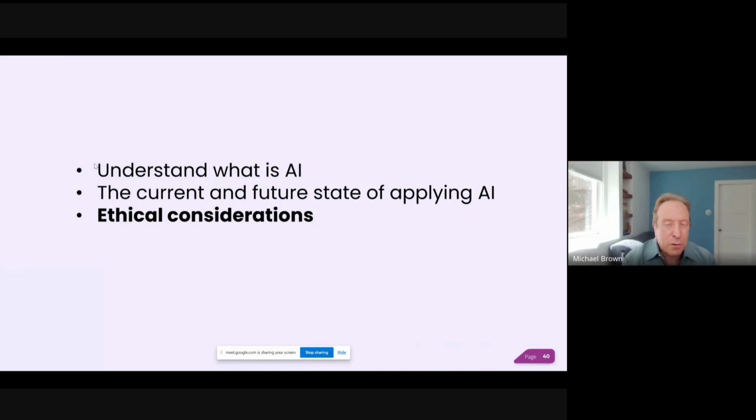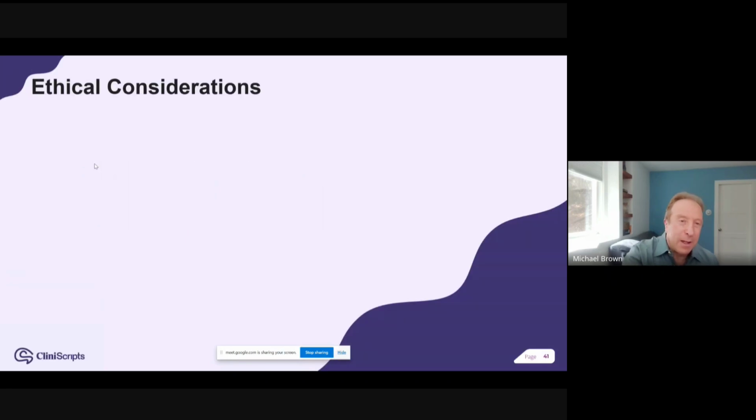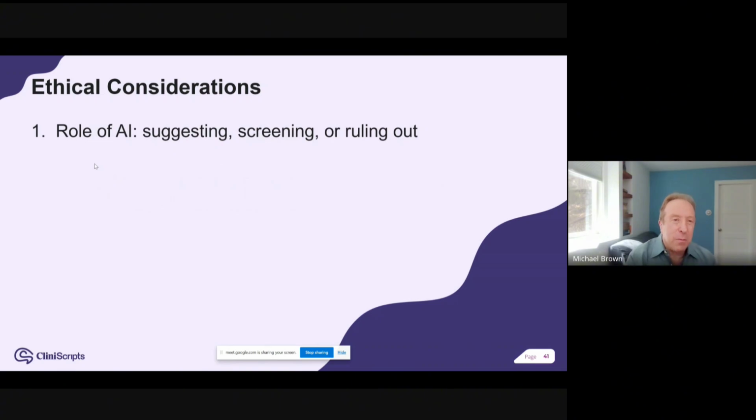But now it's a question of what should it do? And in the ethical considerations, there are a number of things to think about. One of them is, what's the role of AI? And there are some situations which I think are just much more brittle than others. Is the AI making suggestions for you to consider? Is it screening patients in some way? Is that to show you the ones who you want to give a little more attention to? Or in the one that's most brittle, is it ruling out patients that don't have to be considered, or ruling out situations that you don't have to consider?